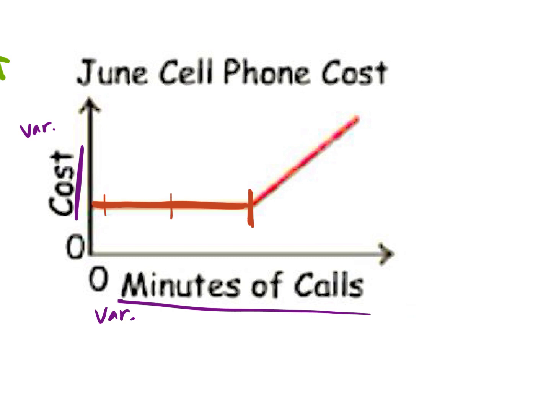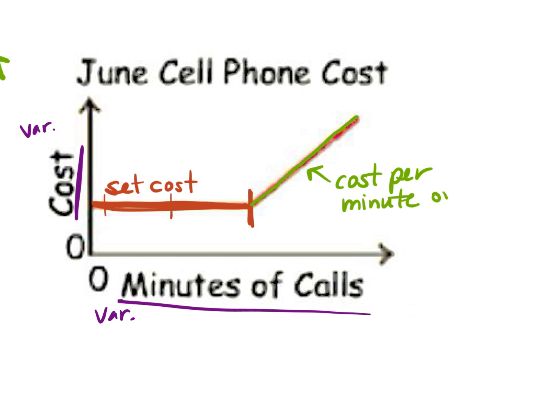So I would say this red portion here is just a set cost for your calls. Whereas when it starts to increase, now you're paying the cost per minute over your set cost. Okay, so your cost is increasing as you hit those extra minutes. Does that make sense?